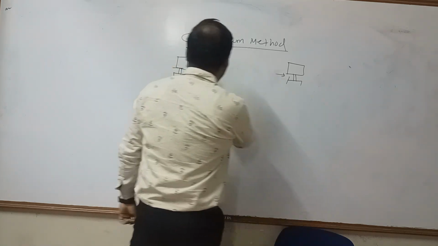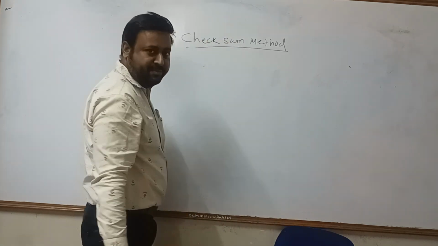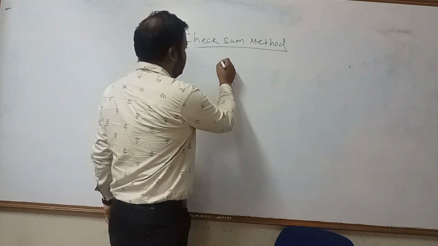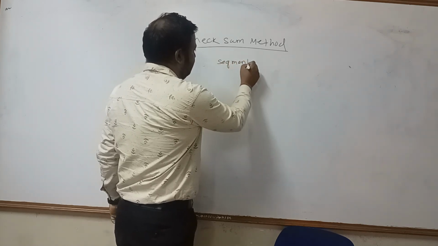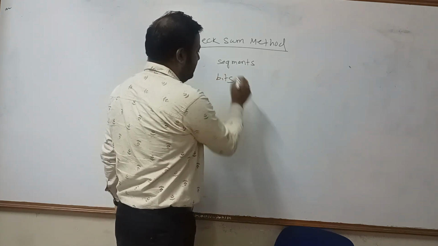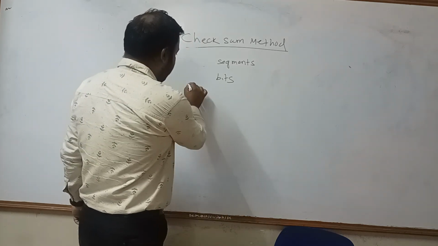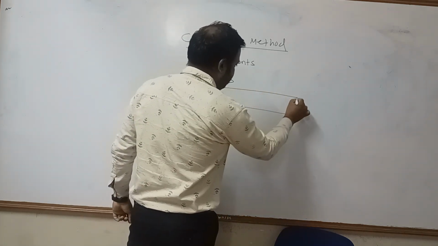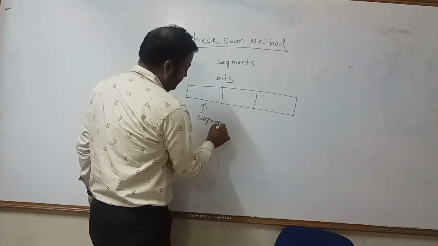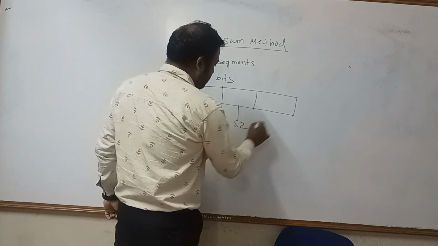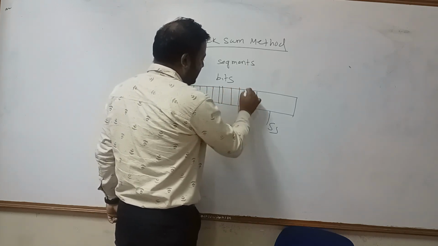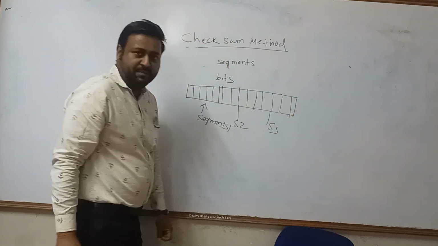So in this scheme, when any data is to be transmitted, that data is divided into a number of segments, and each segment has a number of bits. So whatever the data, the entire data is divided into a number of segments. This is segment 2, this is segment 3, and these are the bits. Each segment contains a number of bits.